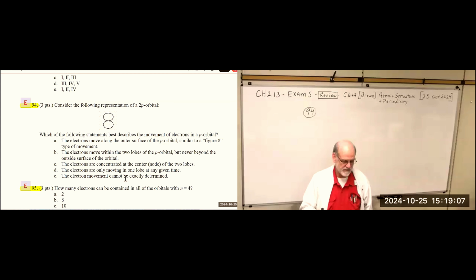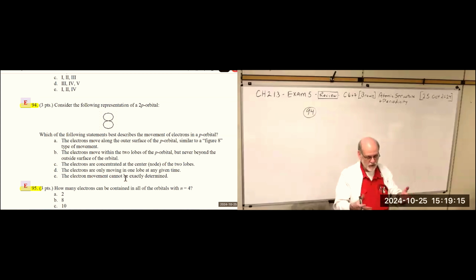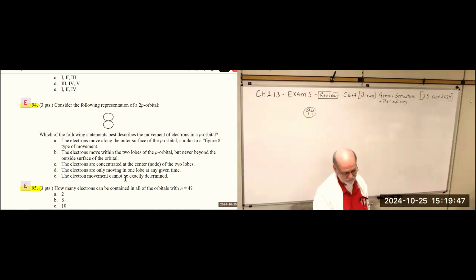The orbital representations are probabilities of where you may find an electron in that region. It doesn't move on the surface. It doesn't bounce around inside. That just says this is where you're probably going to find the electron, and we don't know exactly where it is. So the electron movement cannot be exactly determined is the answer. That representation doesn't tell you exactly where the electron is, because we're more interested in energy rather than location. In accordance with Heisenberg's uncertainty principle.